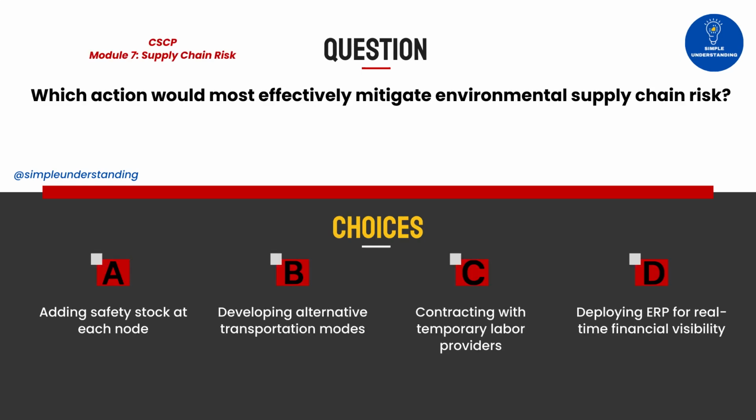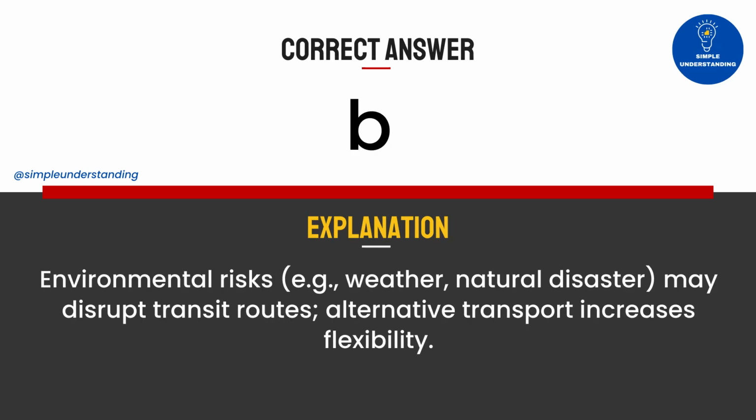12. Which action would most effectively mitigate environmental supply chain risk? A. Adding safety stock at each node. B. Developing alternative transportation modes. C. Contracting with temporary labor providers. D. Deploying ERP for real-time financial visibility. Correct answer: B. Explanation: Environmental disruptions like weather require alternate logistics options to maintain flow.